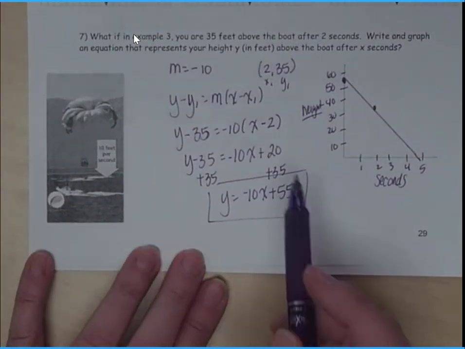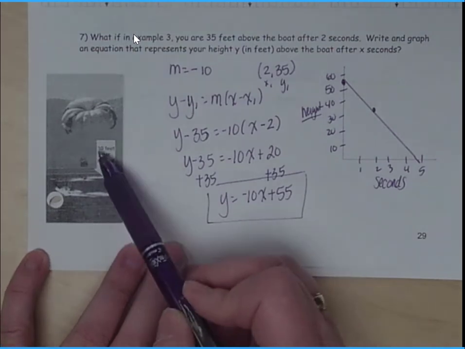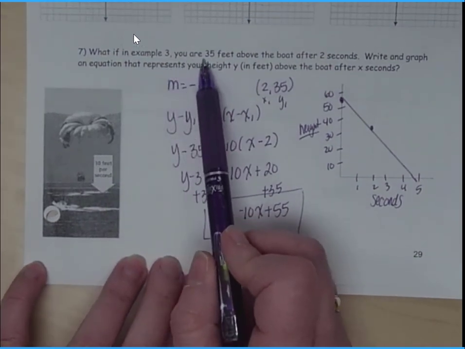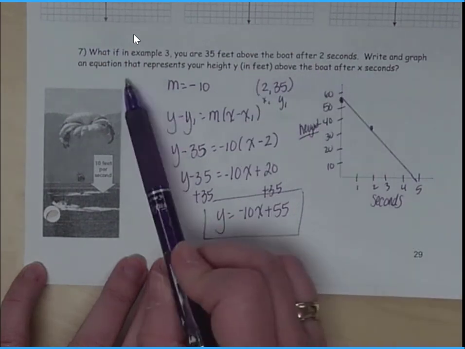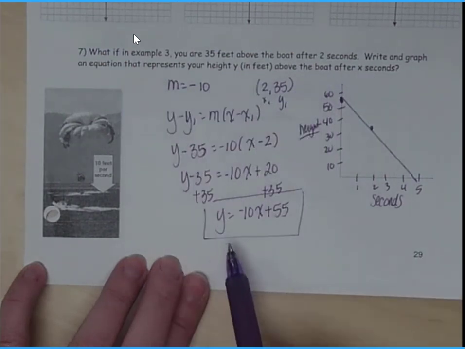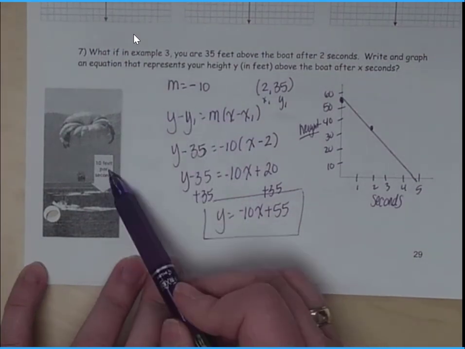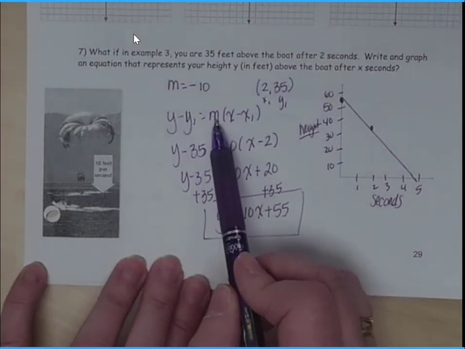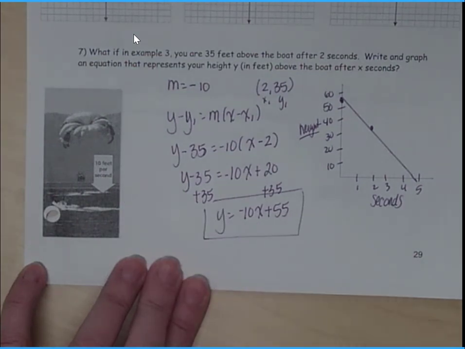Now, last one here says, if using example 5, there's that fabulous picture I was talking about. You are 35 feet above the boat after 2 seconds. Write and graph to figure out the equation. So slope, point, using those to get a final equation of y equals -10x plus 55.